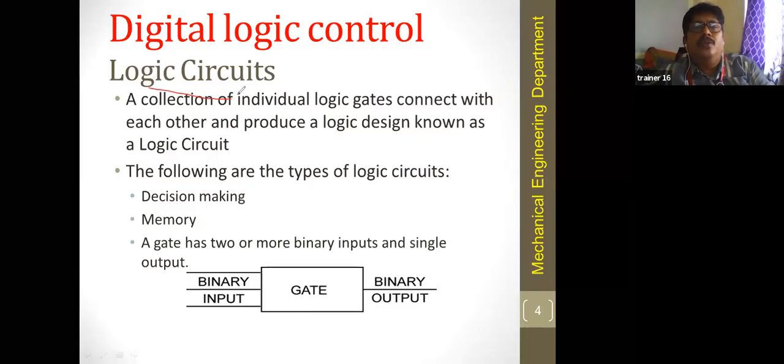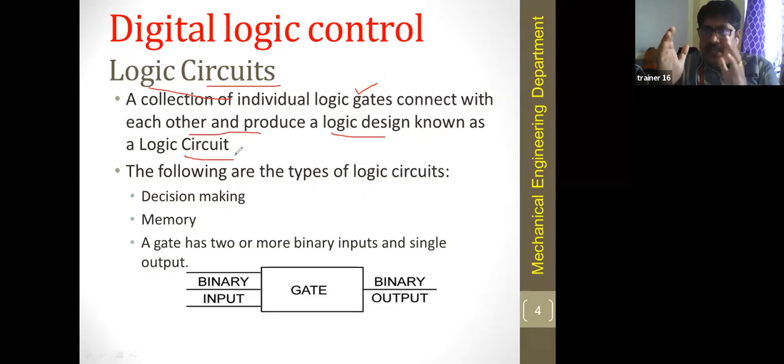Logic circuits. That means a collection of individual logic gates. See here, a collection of individual logic gates connected with each other produces a logic design known as a logic circuit. What is a logic circuit here? So here the logic gates are there. We can combine two or three gates together, and then we can go for a logic design, and then we get a logic circuit.